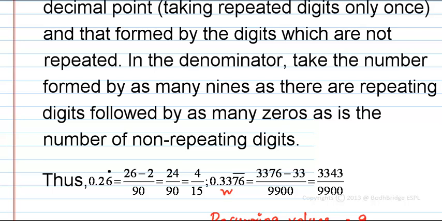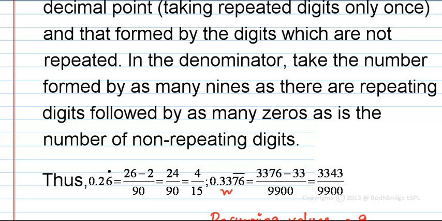Then compound fraction: a fraction of a fraction is called a compound fraction. I will tell you with a small example, 1 by 2 of 3 by 7. This is a compound fraction. How do you write 1 by 2 of 3 by 7? "Of" in mathematical terms means multiplication. So 1 by 2 into 3 by 7, which is 3 by 14.